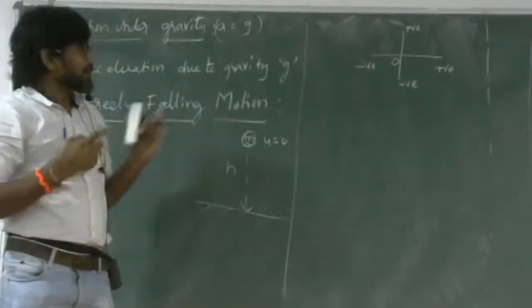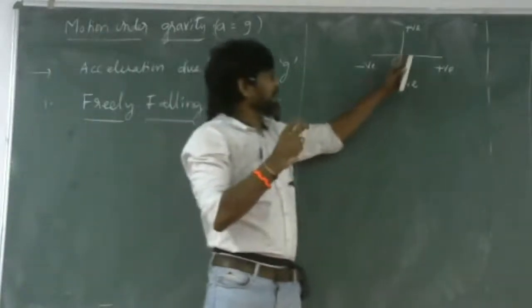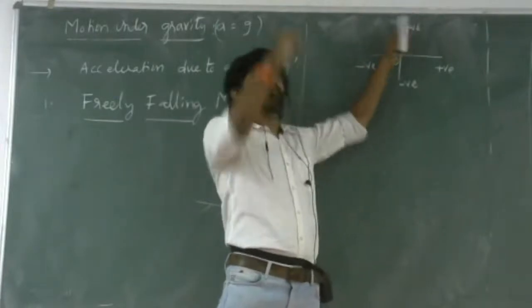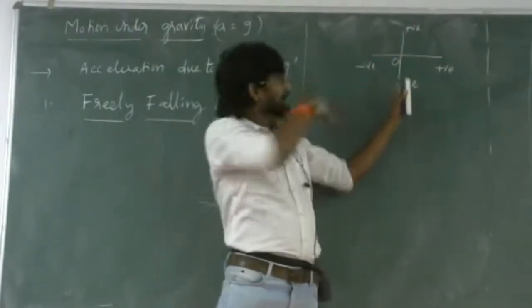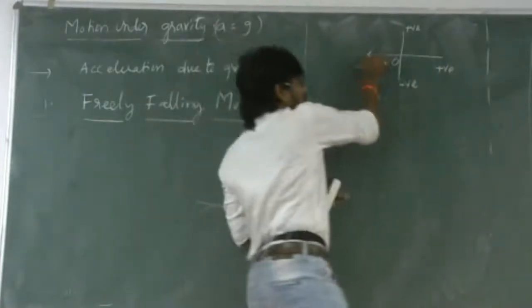Got it? That means acceleration, if acceleration is upwards, then it will be taken as positive. If it is downwards, it will be taken as negative. Rightwards, positive, leftwards, negative. That is the meaning of sign convention.